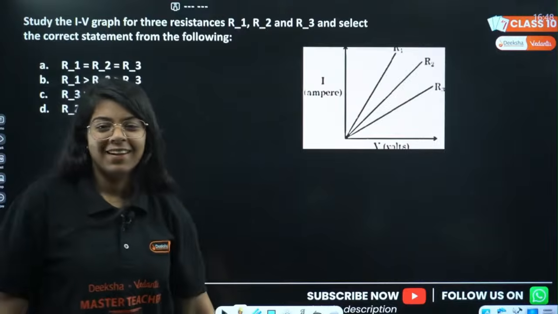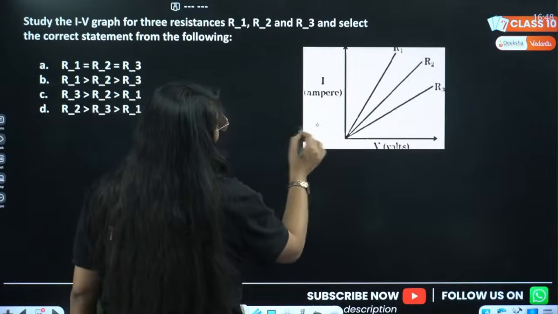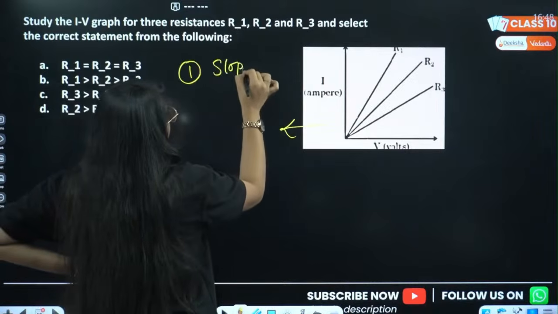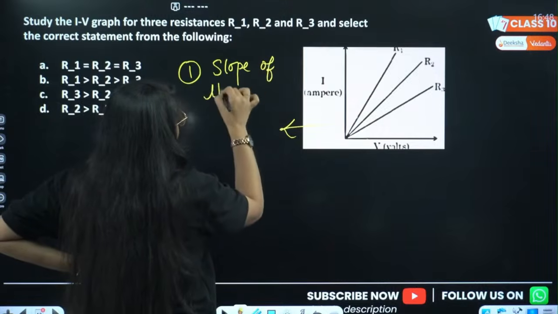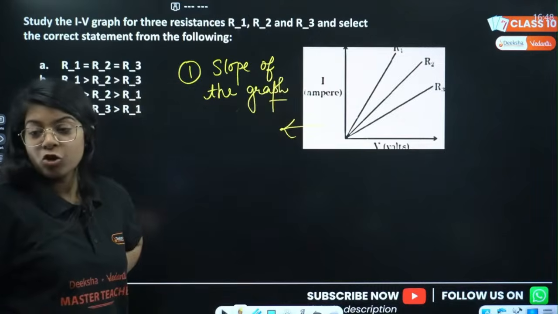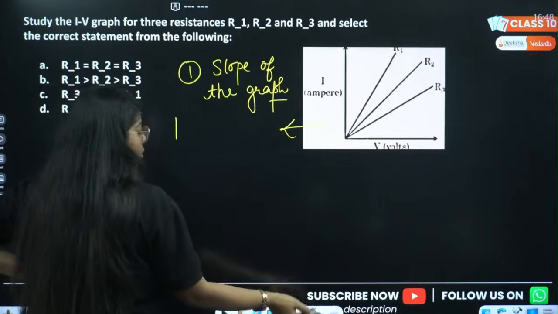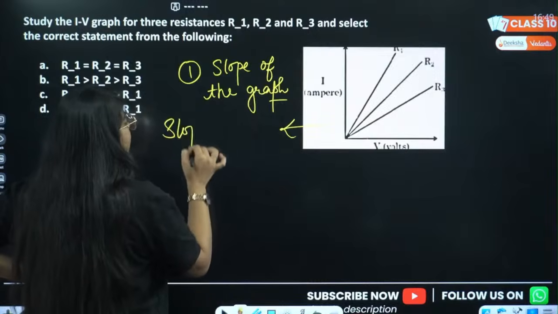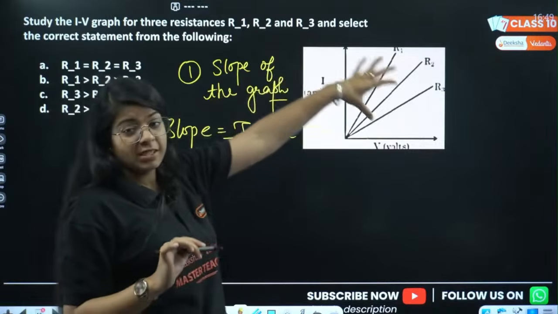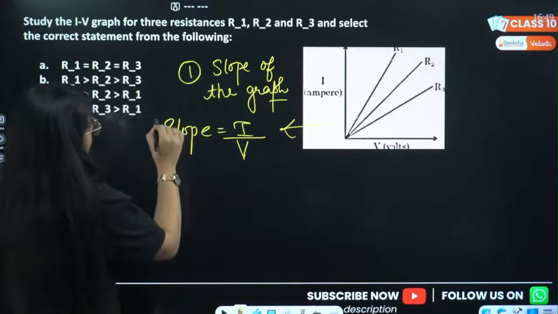Now, see, V and I is given. What we have to do first in graph questions is find the slope of the graph. What will be the slope of this graph? The slope of this graph will be I by V, because slope is y-axis by x-axis. On y-axis we have I, on x-axis we have V, right? So this is the slope.